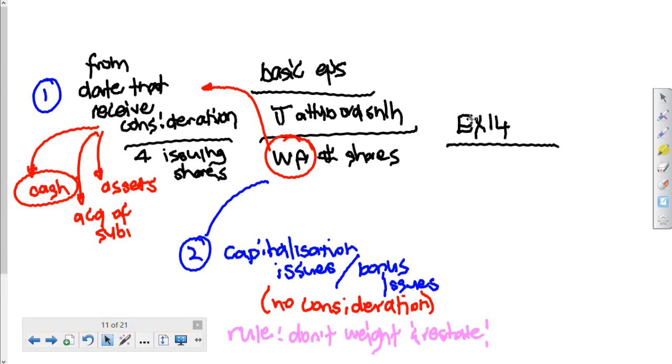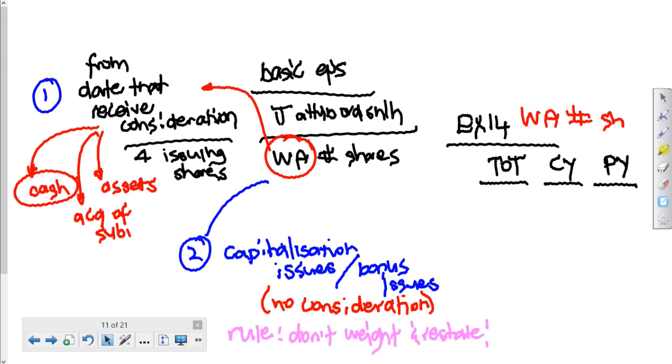And what you're going to do is you're going to prepare a calculation of weighted average number of shares. The calculation looks like this. Total, current year, prior year. Remember that it is number of shares, the calculation. Weighted average number of shares. You're going to start with beginning of year, and you're going to put the number here, here, and here for beginning of year. Then you're going to do the movements. The movements you're going to wait if there's waiting, and not wait if there's no waiting.